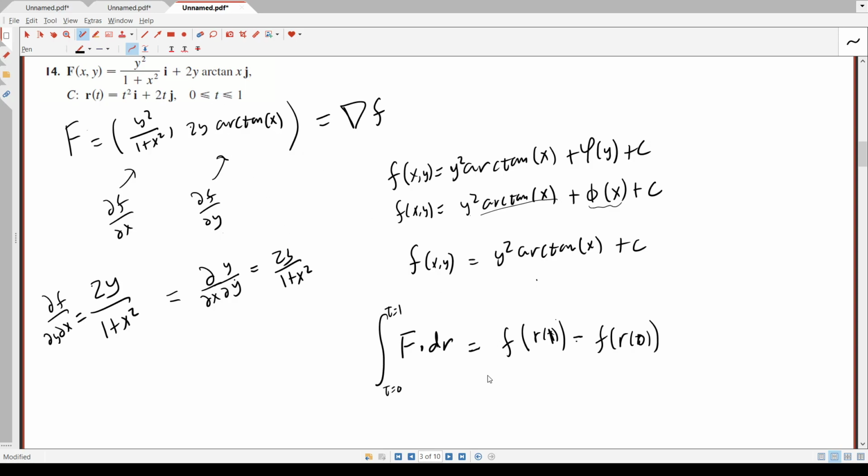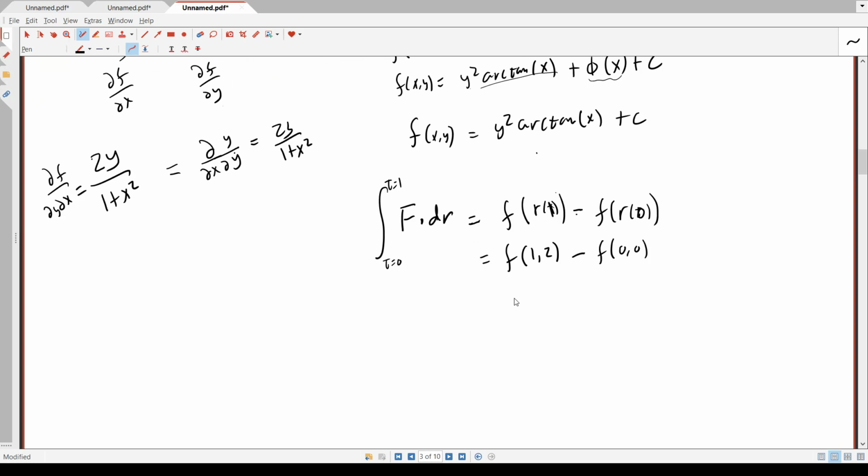So r of 1. If I plug in 1, I get 1, 2. And then if I plug in 0, I get 0, 0. Right, so I'm plugging 0 into my r, and I'm also plugging 1 into the r. And that's where I get the 1, 2 and the 0, 0. Okay, so I evaluate these. This is arctan of 1. The angle whose tangent is 1 is what? Somebody answer. Arctan of 1 is what?